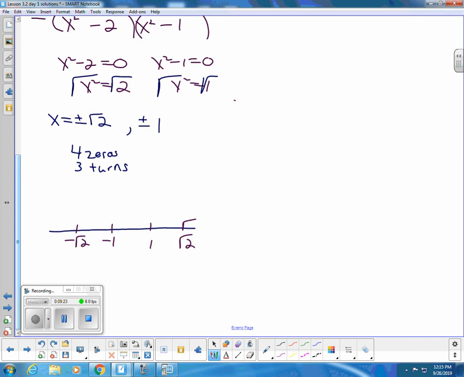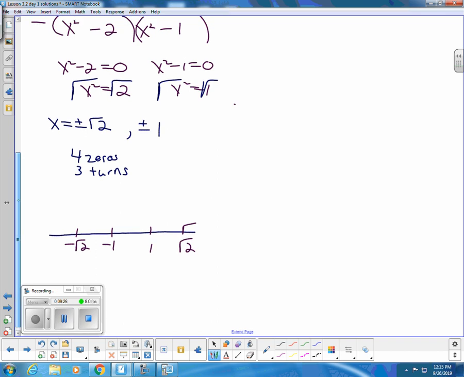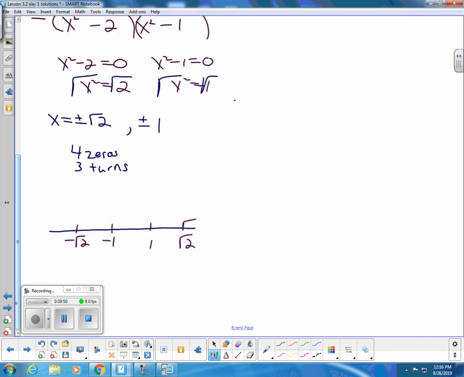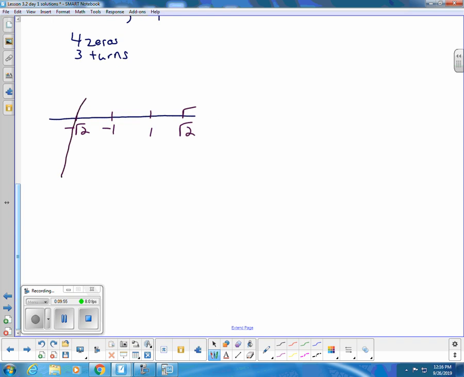Now let's put it all together from yesterday. This is a negative even degree. So what's my end behavior? What do I look like? Is it both up, both down, one up, one down? What's a negative even look like? Both down. It's like a negative quadratic, right? So my end behavior is low and low. And these are just doing this. Does that make sense? That's how you kind of graph it.